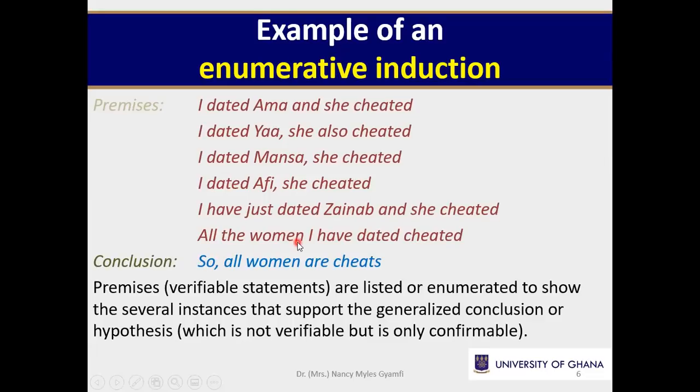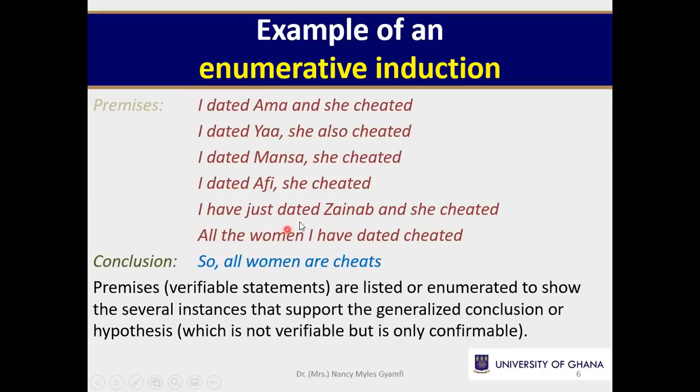Look at the reference class. What am I referring to? All the women I have dated. That's the reference, so this is still a particular statement. So where is the conclusion? The person therefore concludes, so all women are cheats.